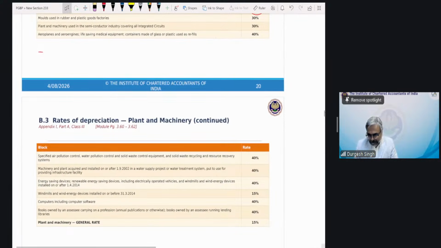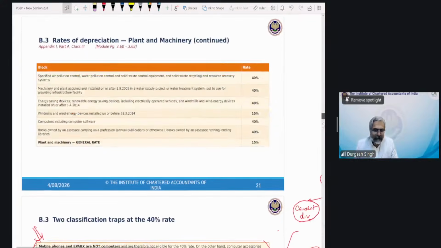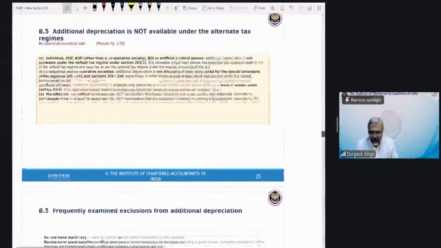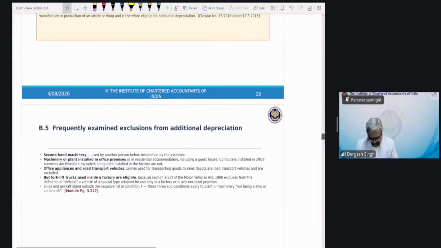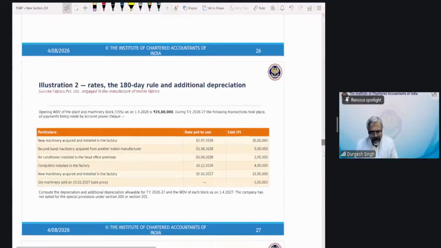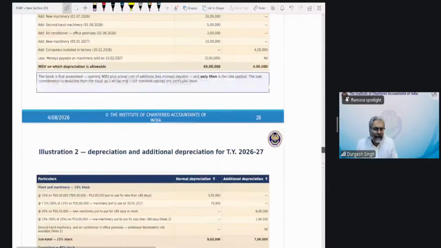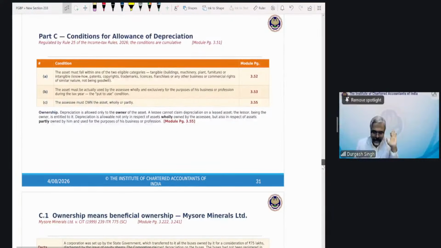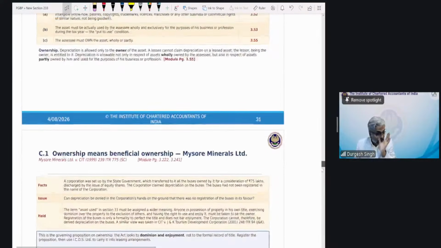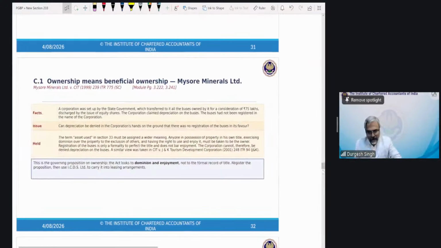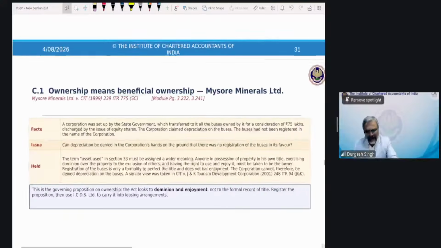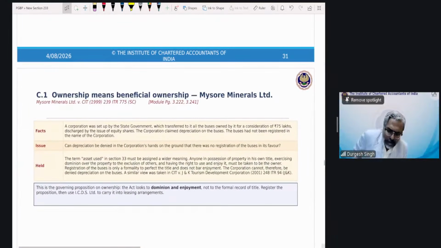Now, ownership, students. There is a landmark judgment of Mysore Minerals Limited, a Supreme Court judgment. Even on this, in the examination, they keep asking this question again and again, and you will find it in question number one only, but in the form of adjustments. So the landmark judgment on this proposition is that of Mysore Minerals Limited. All the module page numbering, students, in any case I told you, has been given to you. But those facts are given here.